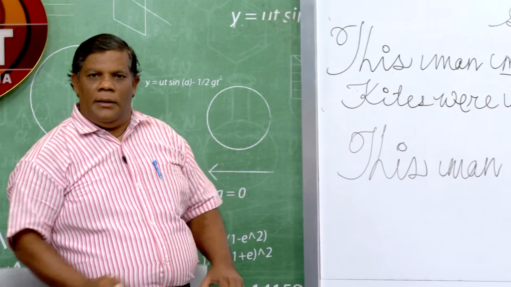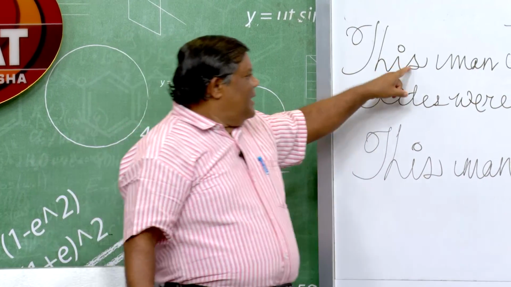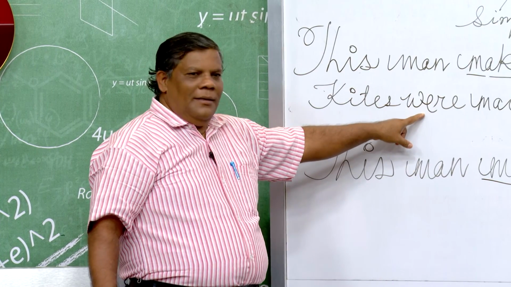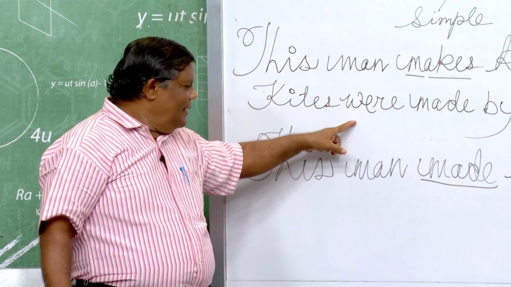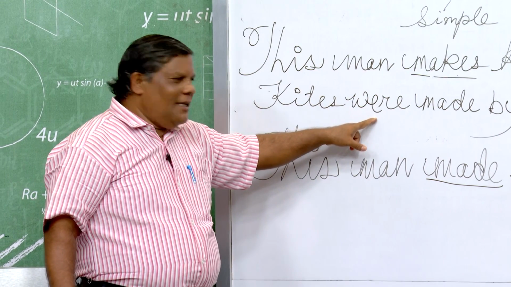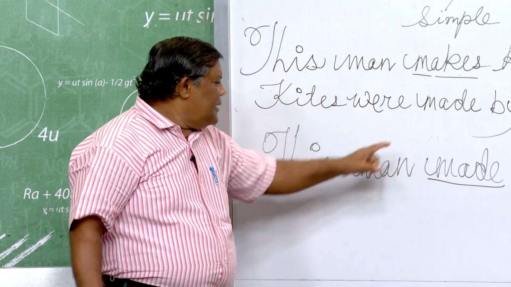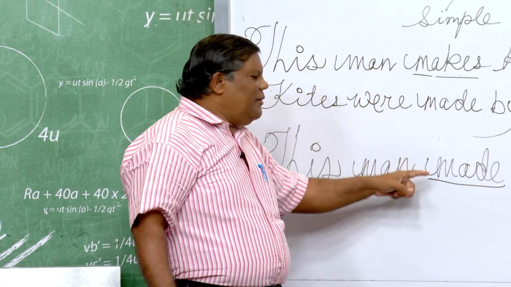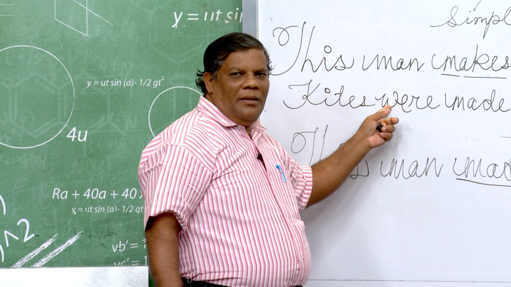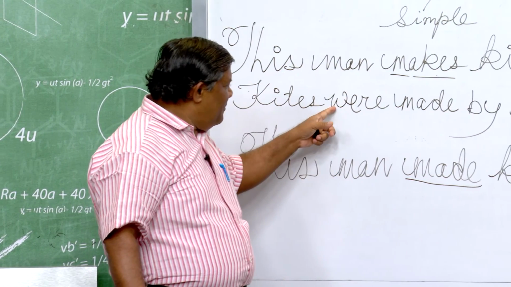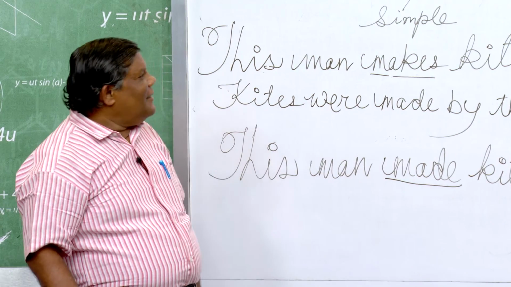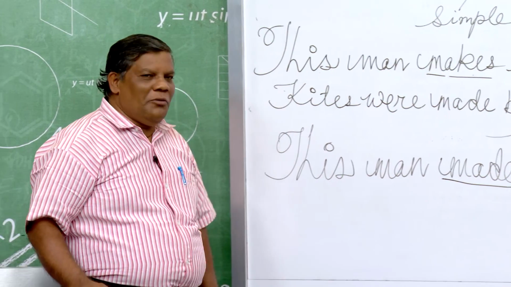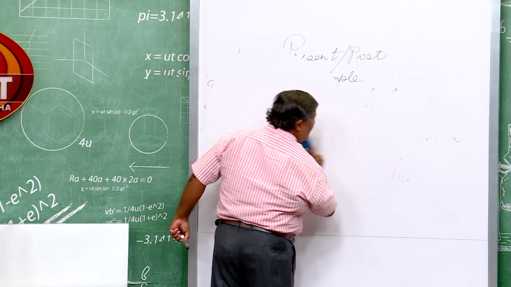Very simple. Present tense: are. Now only this is changed, because this verb carries tense. It was "are", now it becomes "were", past tense. This is the passive form of this past tense sentence. So, this is the simple present or simple past transformation.